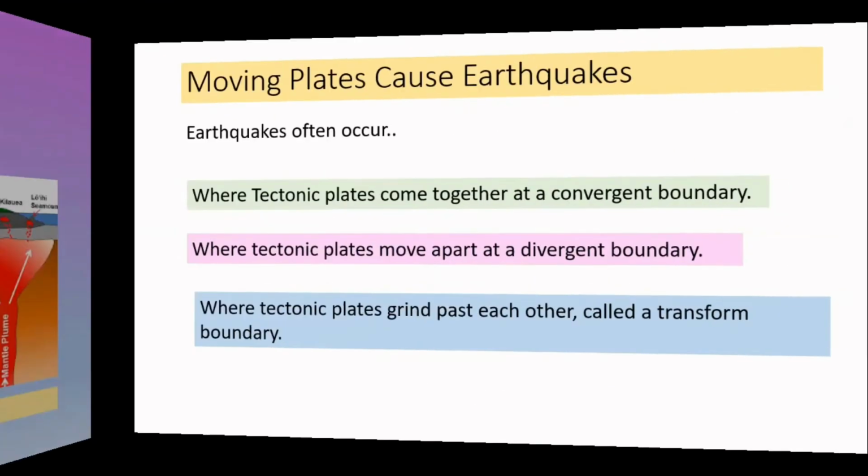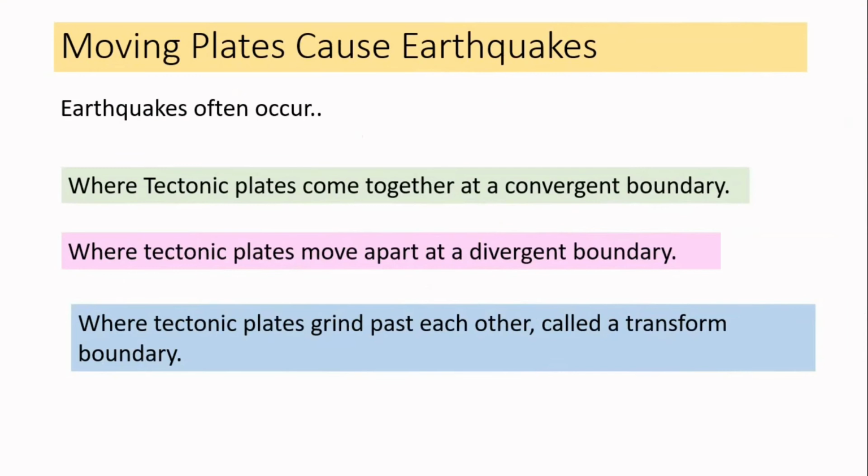Moving plates cause earthquakes. Earthquakes often occur where tectonic plates come together at a convergent boundary, where tectonic plates move apart at a divergent boundary, or where tectonic plates grind past each other, called a transform boundary.